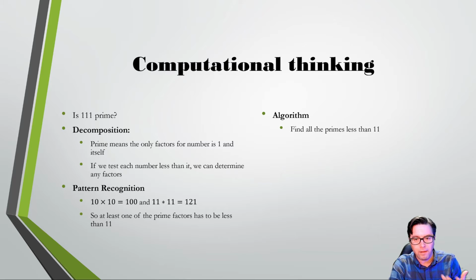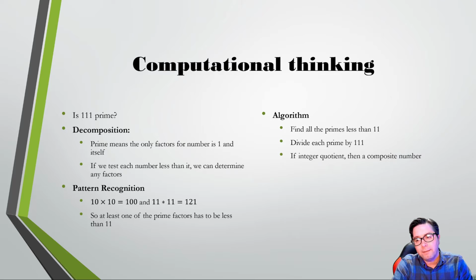So then we come up with an algorithm that says, all right, find all the prime numbers less than 11 and divide by 111. And if you get any integer quotients, then not prime. And so that will work.